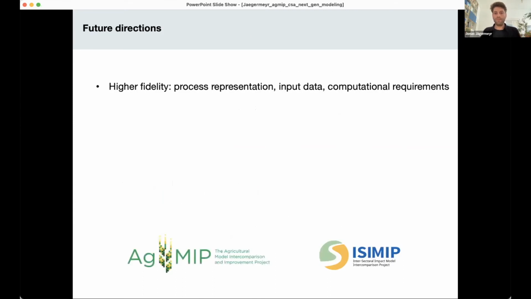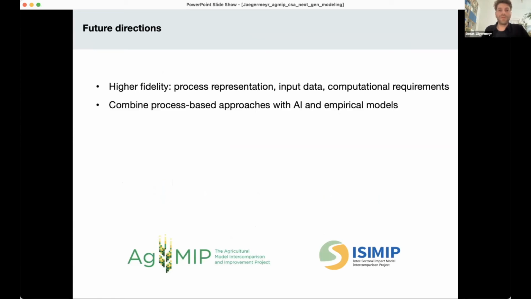Just want to wrap this up and summarize the various thoughts I had. One big component is obviously higher fidelity. We want to improve process representations. We want to improve our input data and increase spatial resolution, which is obviously tied to computational requirements.